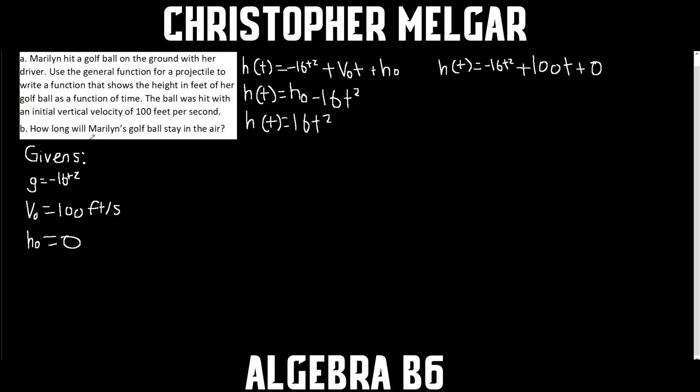From the question, how long will Marilyn's golf ball stay in the air, that's the same thing as asking how long it takes before it hits the ground. So we can just assume that the height is 0, because we want to know when it hits the ground. So this is going to be our new equation: 0 equals negative 16t squared plus 100t.